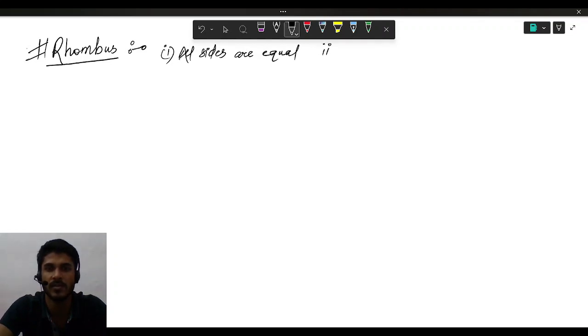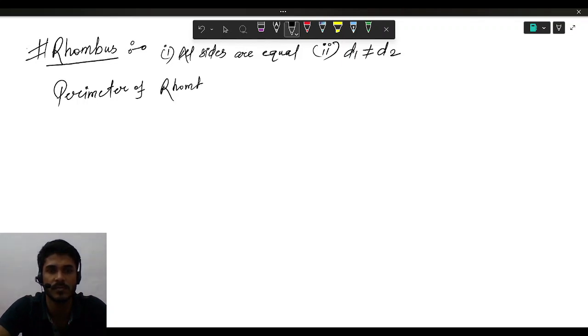And the second condition is, since all sides are equal, we can say it's more like a square. Here all the sides are equal and diagonals are not equal. The diagonals will not be equal to one another. So we will cover firstly perimeter of rhombus and then we'll move to area.